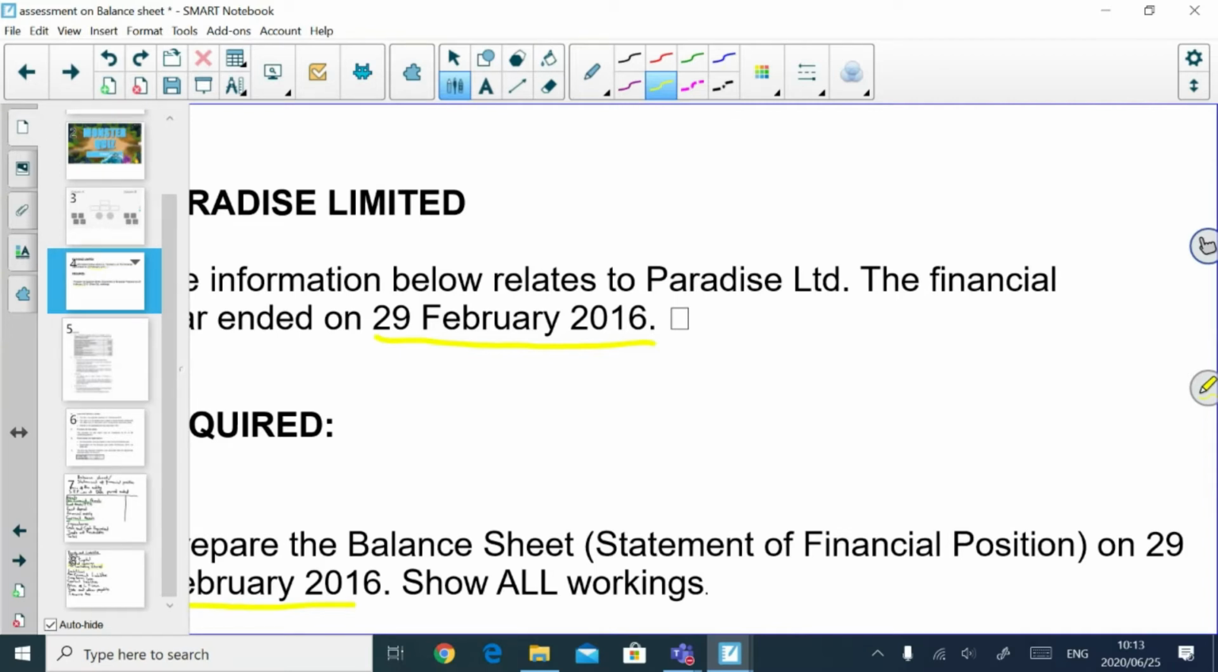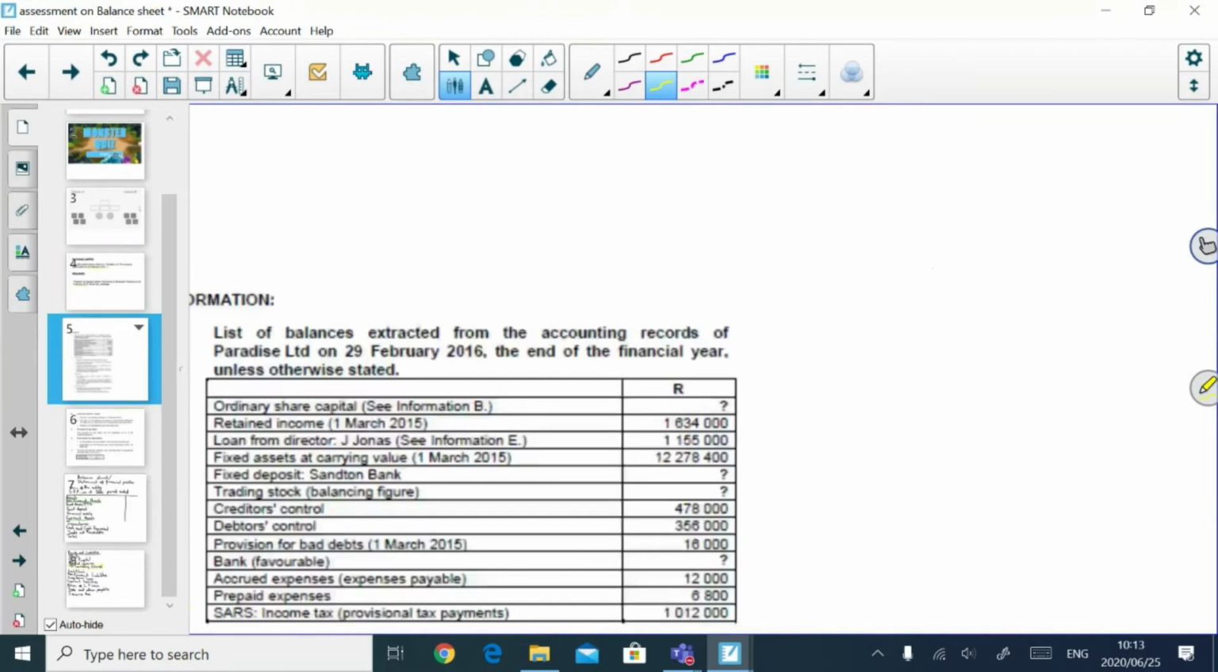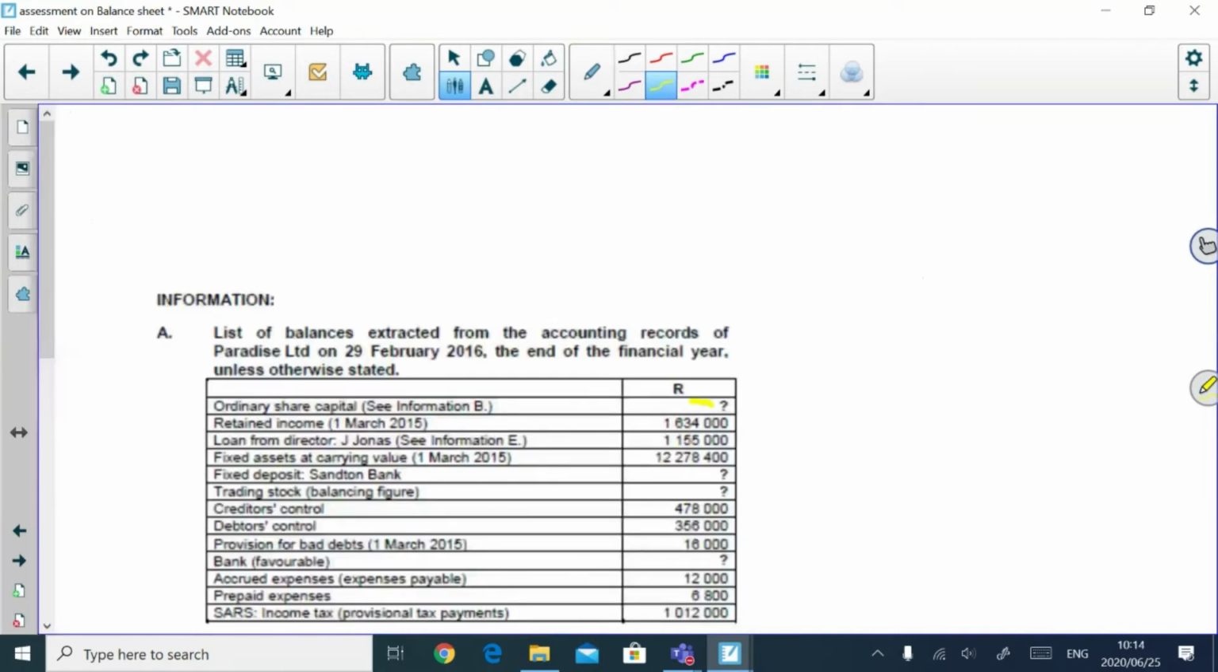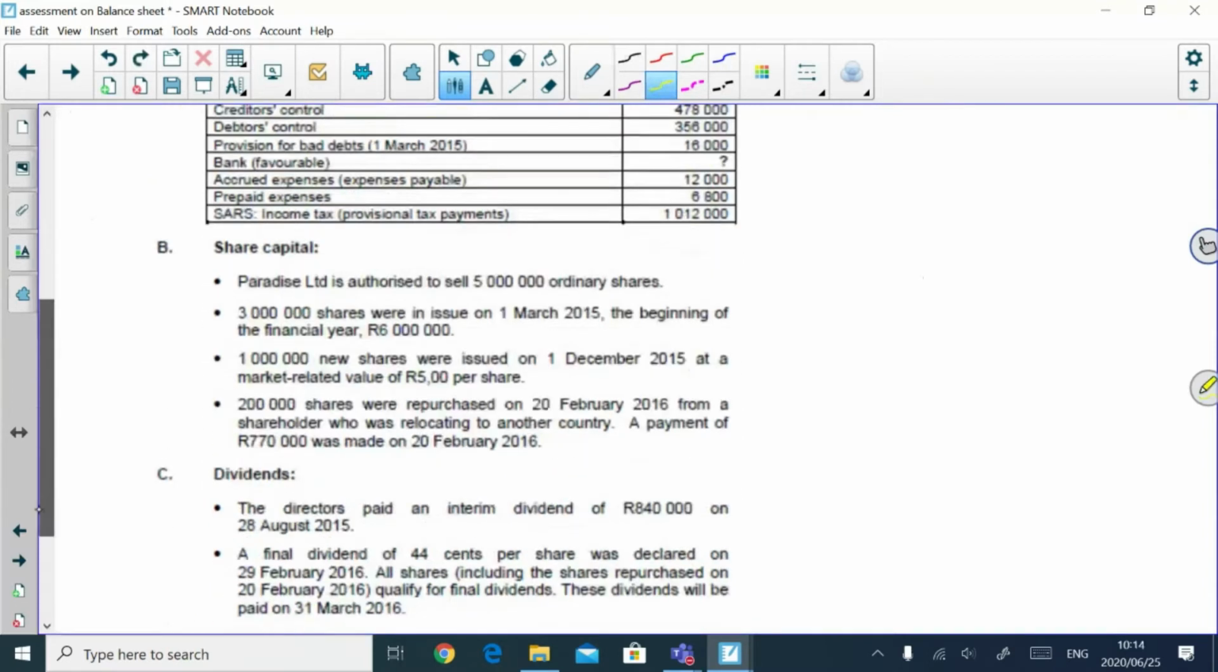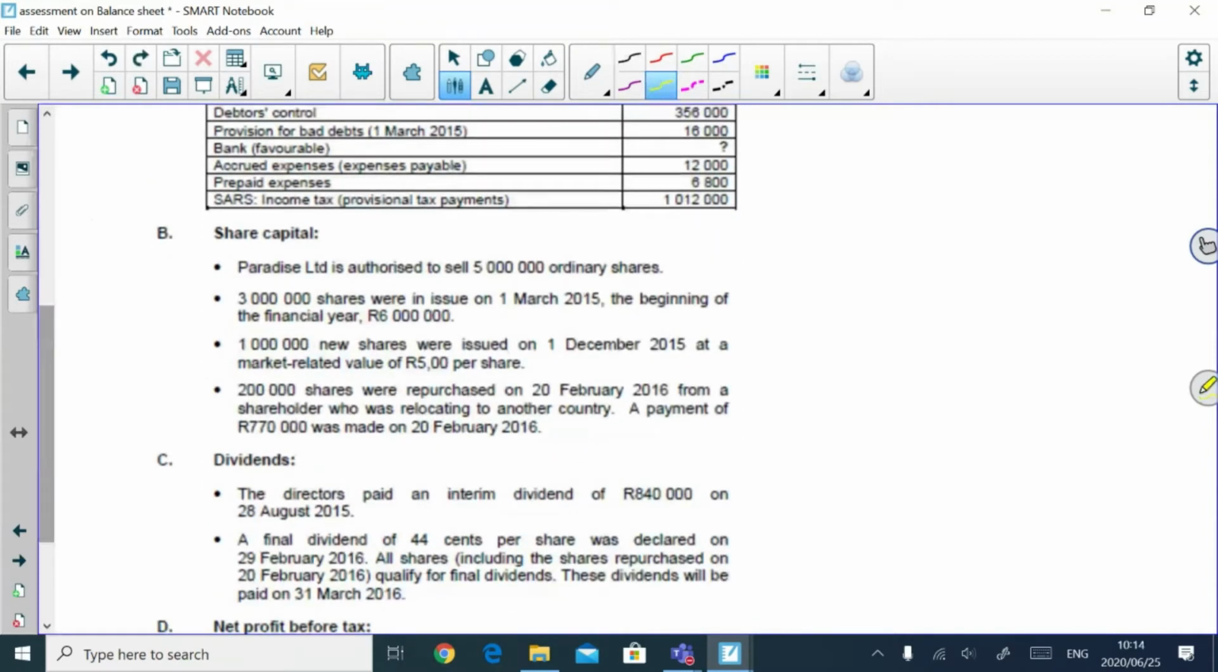Ordinary share capital. Well, we don't have anything written there. So let's see. We check the information first. It says Paradise Ltd is authorized to sell 5 million ordinary shares. It's just that they are authorized, but we only record those shares that are issued. Only shares that are issued.